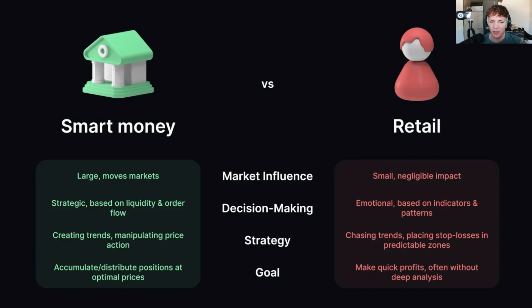But here's the weakness and where we come in. Institutions can't place all of their orders at once. If they did, the price would spike or drop instantly. So instead, they need to break their positions up into smaller chunks and strategically enter them over time. That means they need liquidity. They need people on the other side of their trades. And guess who provides that liquidity? Retail traders. I'll show you an example now.